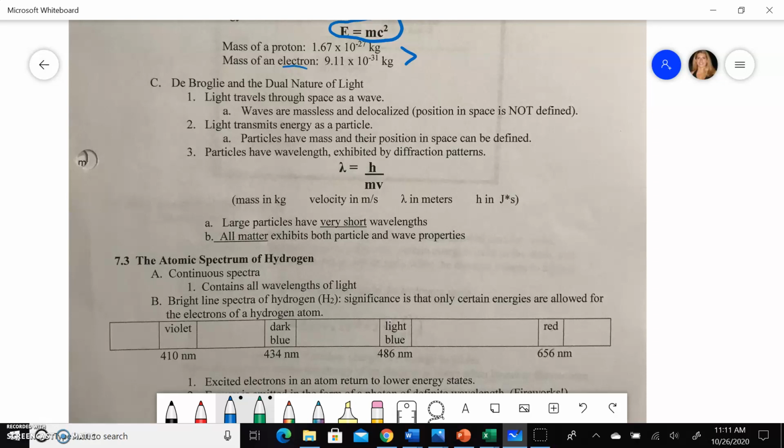So we say that it's a dual nature, that it can be a wave or a particle, which I know is hard to wrap your head around, but you just kind of have to accept that they are both. And you'll study this a whole lot more in physics if you ever take physics.